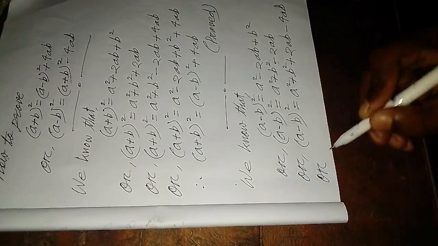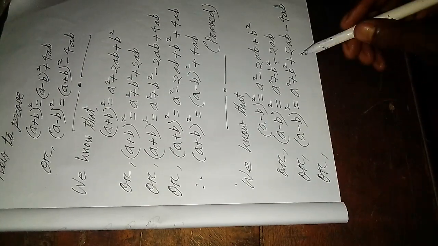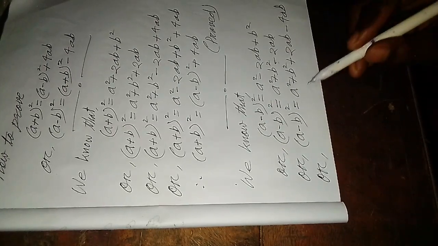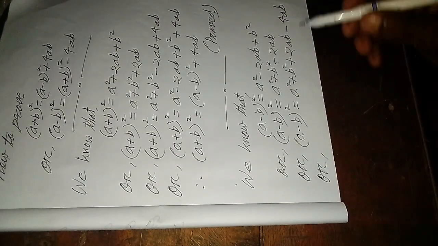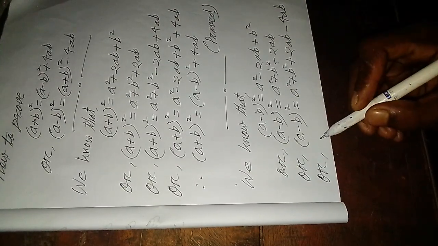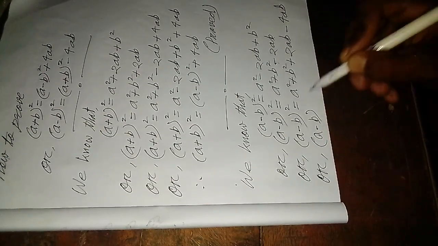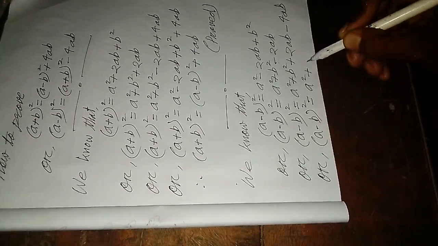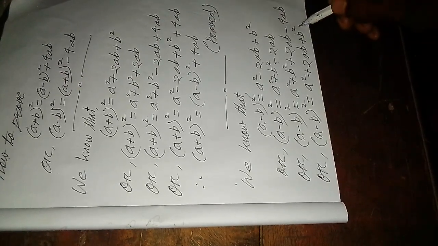Or this way we can decorate it: a square plus b square plus 2ab minus 4ab. (a minus b) whole square equal a square plus 2ab plus b square minus 4ab we can write.